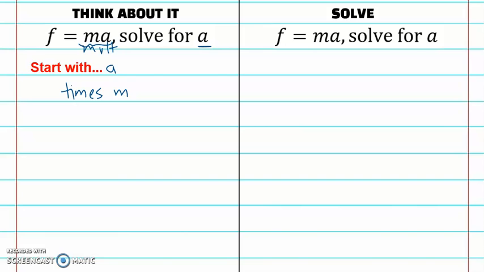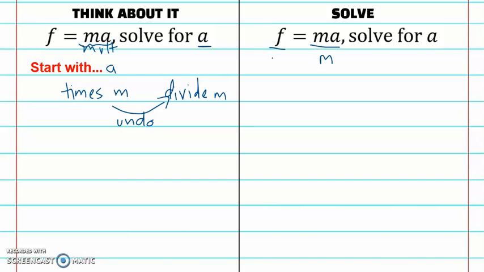A times M gives me MA. Sweet. That's all I did. I love single step ones, right? Because now I'm just going to reverse and undo it with an inverse operation. So if I multiply times M, that means to undo it, I'm going to divide by M. That's it. Okay, so let's go do it in our solve spot.